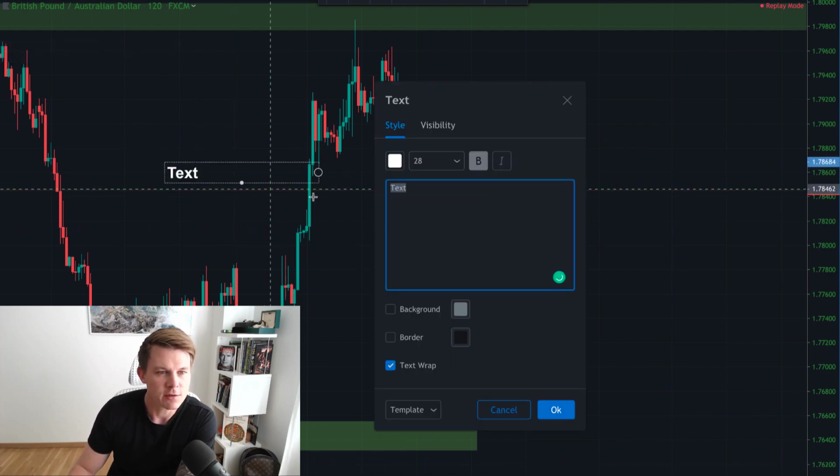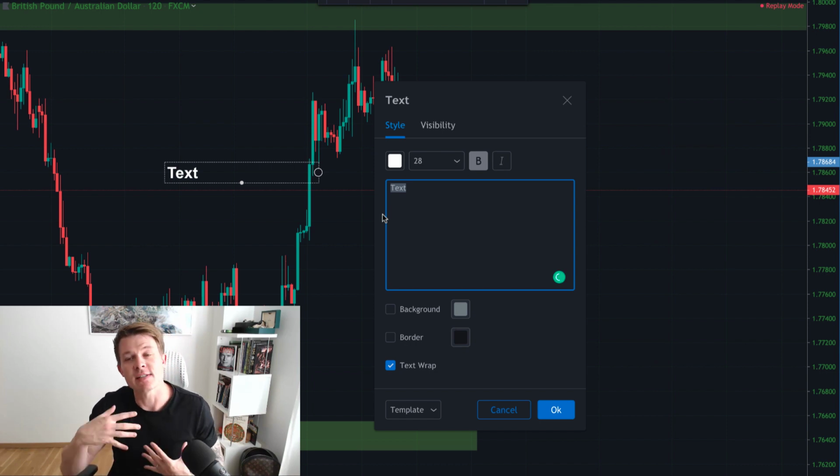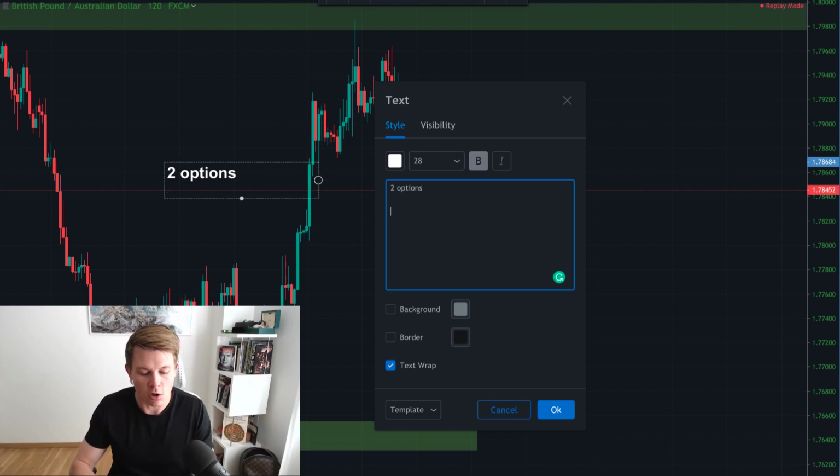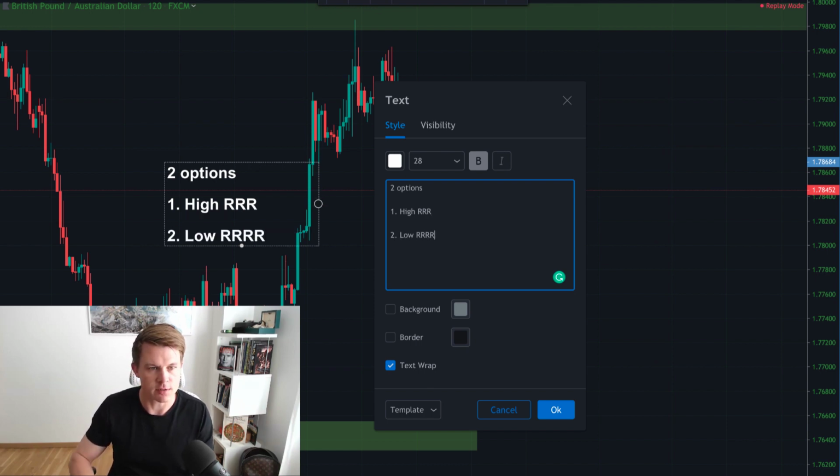When you choose and design your trading system, you have two broad categories of trading systems when it comes to designing your reward to risk ratio. One is a system with a high reward to risk ratio. The second one is a low reward to risk ratio. All right, so what does it mean?